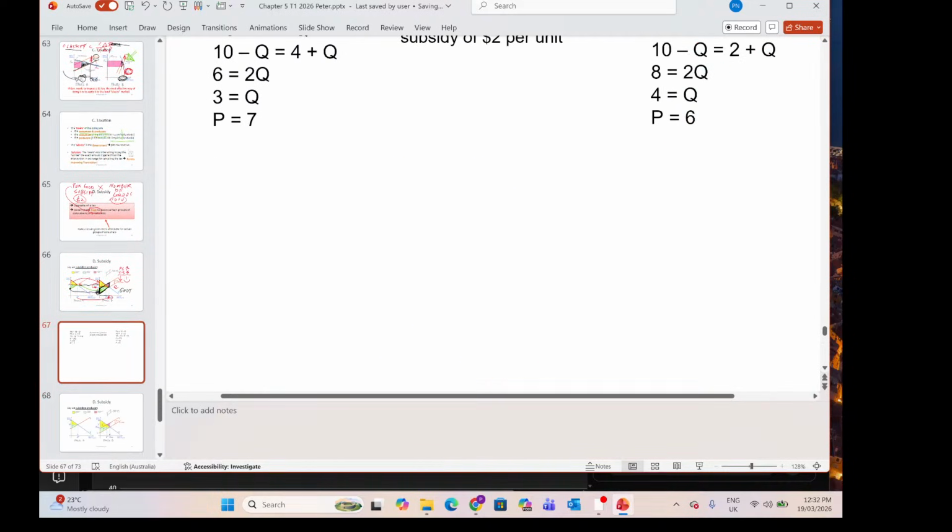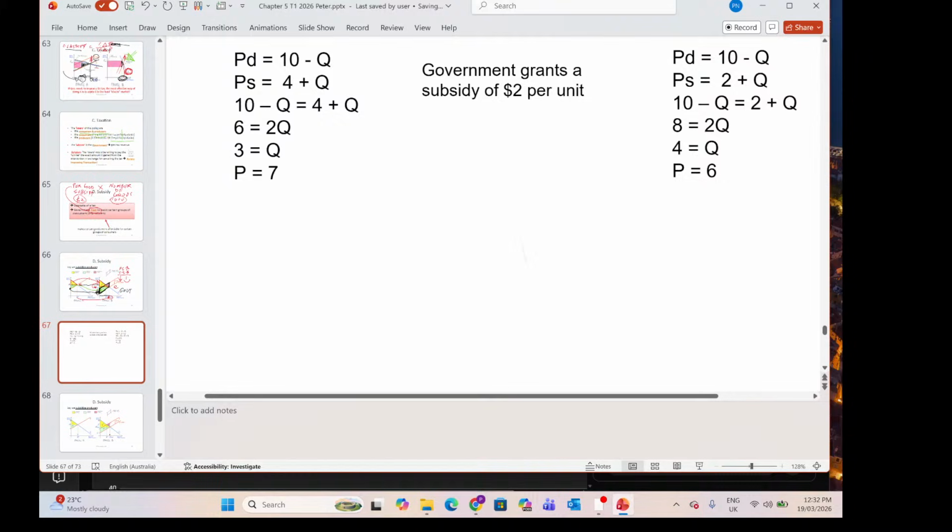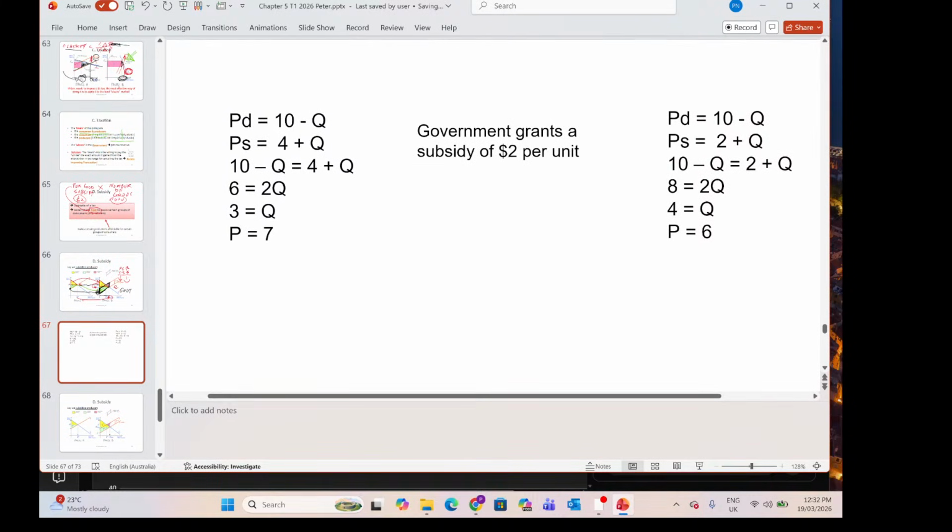I've done a little model here with an equation for you. So I'm going to just insert a slide because I'm going to draw a diagram for this as well.